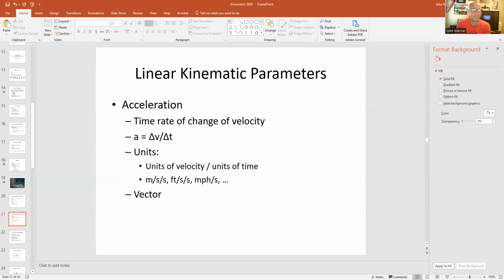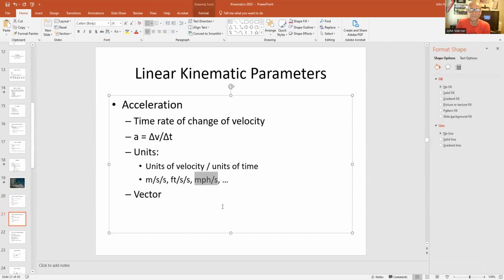So for example, meters per second per second, which we can also say meters per second squared. We can do that math separately. Feet per second per second, miles per hour per second. If you are a car buff, you probably know this as the acceleration rating of a car engine, the mile per hour per second rating. Kilometers per hour per second, miles per hour per minute, it doesn't matter. Any units of velocity over any units of time.